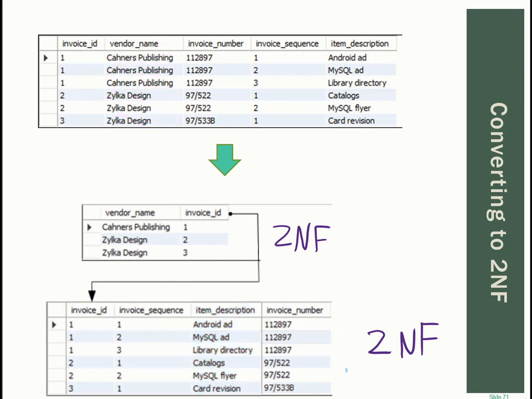Now, some of you may have noticed in the text that their solution for a second normal form representation is different. I'm going to explain that, but clearly know that from the definition of second normal form, this is the least amount of changes you can do to put that table into second normal form.